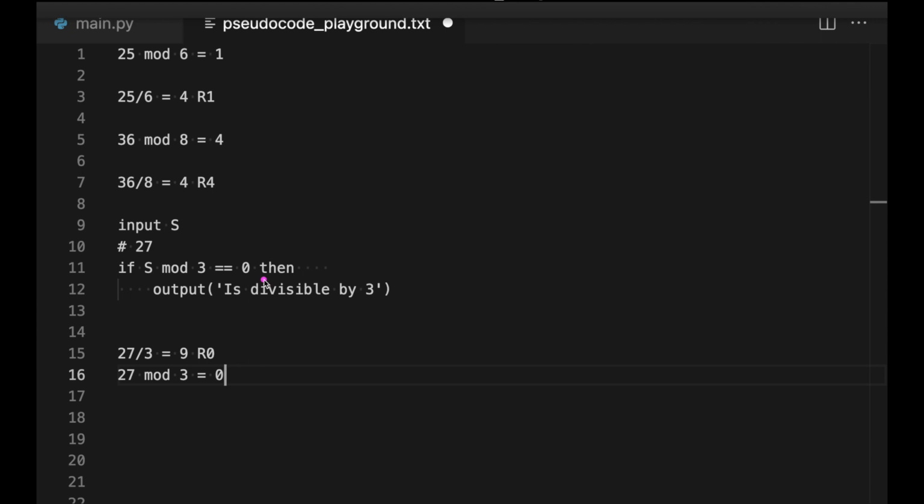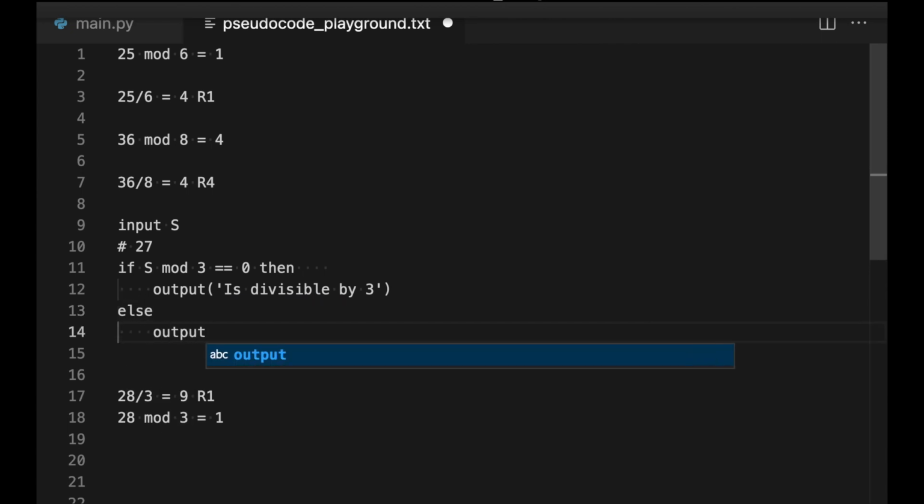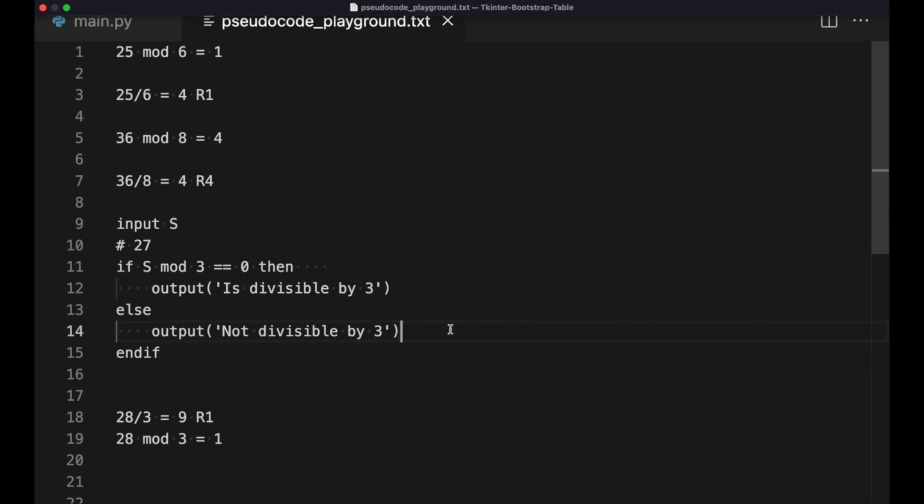On the other hand, if the user typed in 28, then we would get 9 remainder 1, and that means that 28 mod 3 would be equal to 1. Now, what that means is that this Boolean statement is not going to be true, and we're not going to print this out right here. We could instead have an else statement, and we could just say output "not divisible by 3", and just do end if. So that's an example of the most common use case for mod.